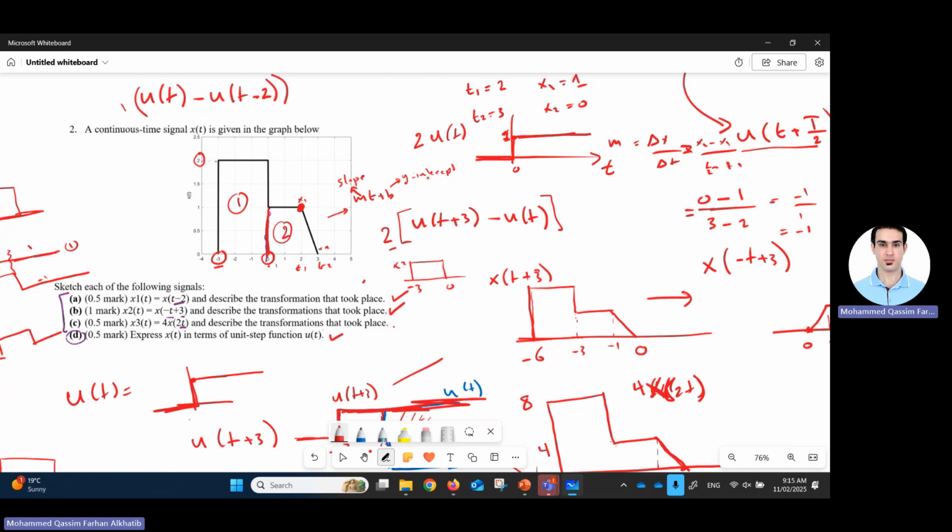Now how to find the intercept? Quite easy. Just substitute any value. You have the pairs t1, x1 or t2, x2. You have the full freedom to pick any one of them. So let me just clean the board.